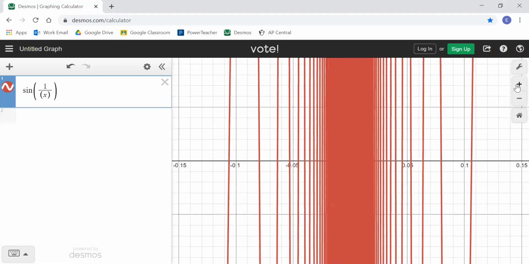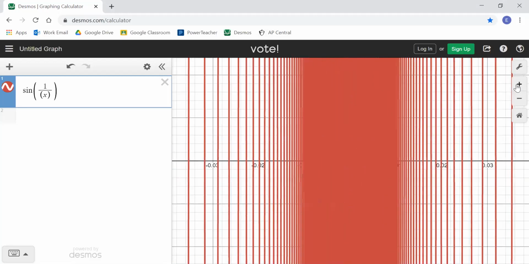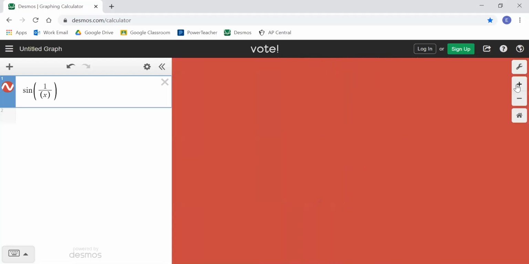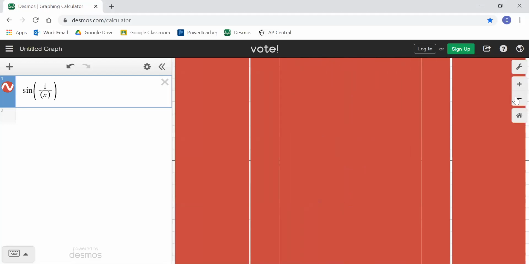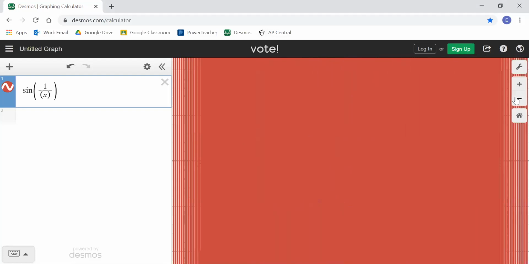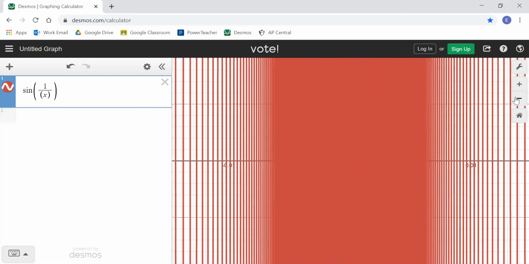Let me just keep zooming in. And this is the part where, if we were in the classroom, I'd say something about, I don't know, some sort of bad acid trip going off into some other dimension or something. I don't even know what I would say.